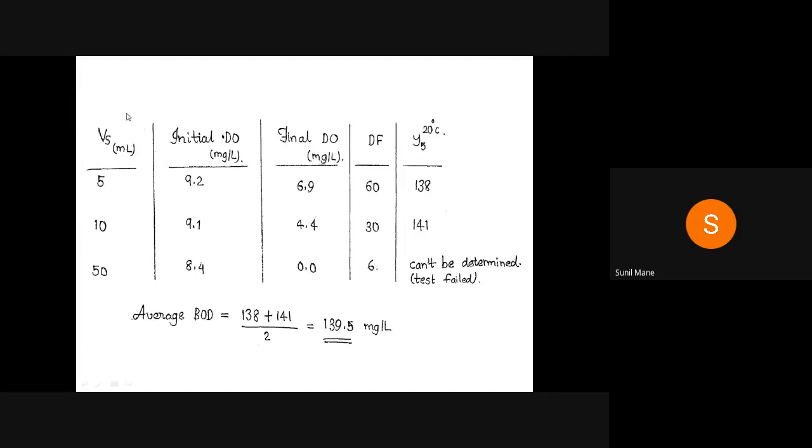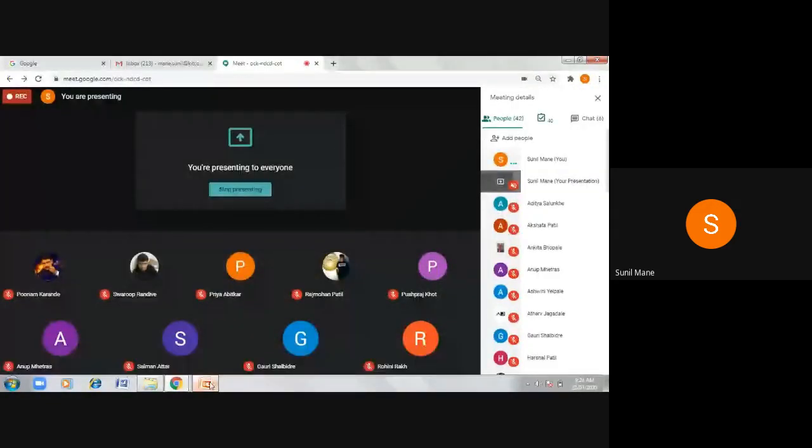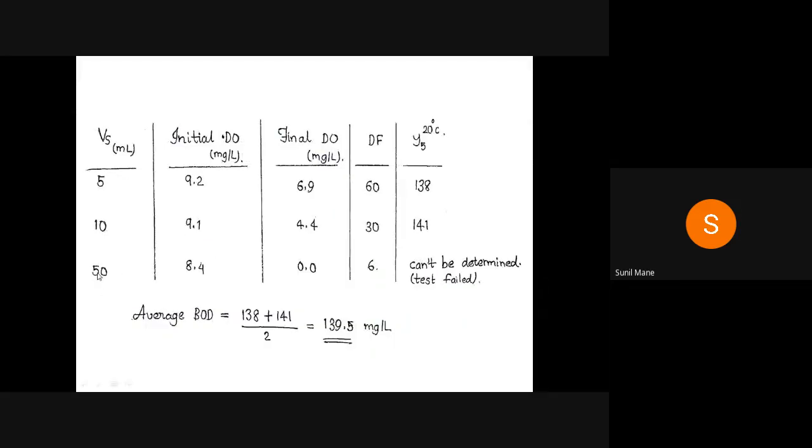Now we'll take 300 ml bottles, all 300 ml. In the first one we'll add 295 ml of distilled water and 5 ml of sewage. In the second one we are going to add 290 ml of distilled water and 10 ml of sewage. In the third one we are going to add 250 ml of distilled water and 50 ml of wastewater. Likewise we have done these various combinations, and again the sewage or wastewater is the same.